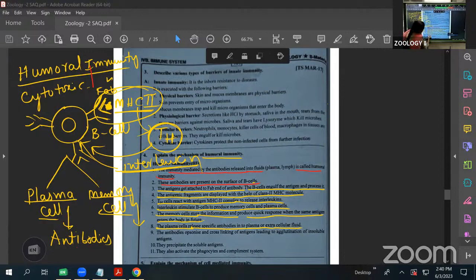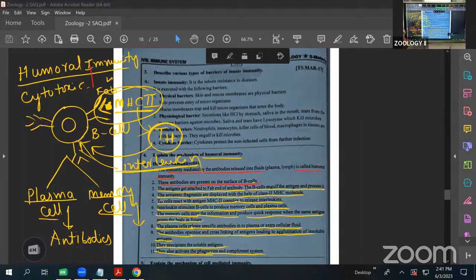Next, the antibodies opsonize and cross-link the antigens, leading to the agglutination of the antigen and antibodies. They also participate with the soluble antigen. They also activate the phagocytes and the complement systems. Clear?